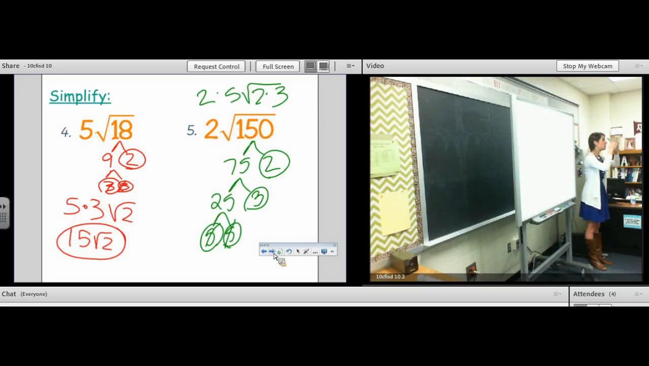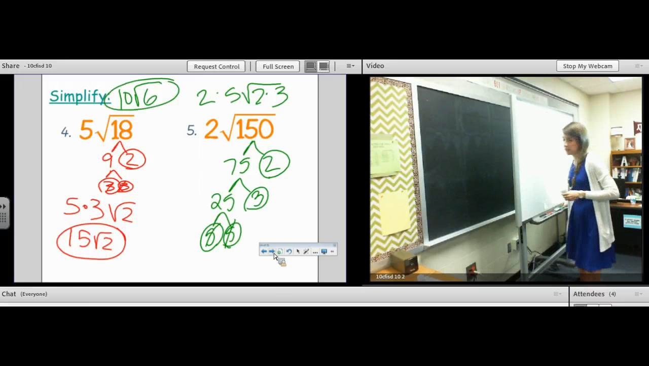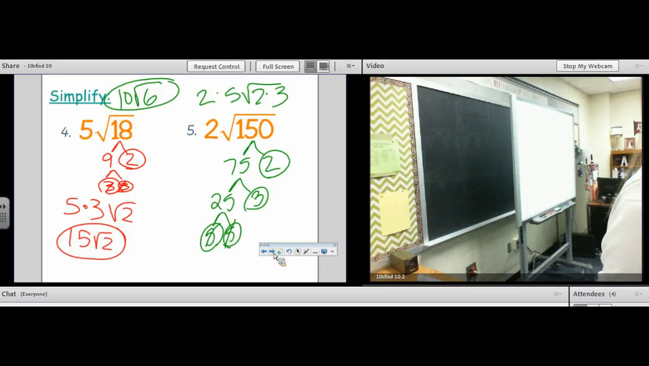Oh, you don't multiply? You do multiply. I just wanted to show my work first. So now 2 times 5 is 10, and 2 times 3 is 6. Now, I want everyone to go to your calculator, and I want you to type in 2 root 150. Go. Type it. 2 root 150.